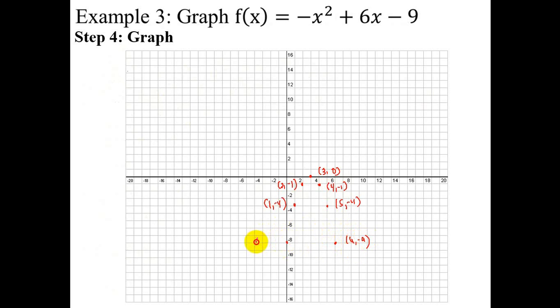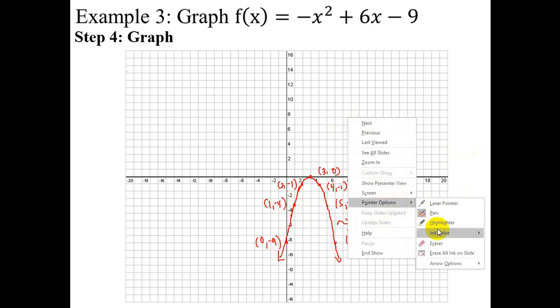Alright, so we are able to plot the points. This time, let's draw the graph. The graph must be smooth and continuous, and it must be a U shape. So let us assume that this is the perfect graph. So therefore, this is now the graph of f of x equals negative x squared plus 6x minus 9. And the axis of symmetry is x equals 3.